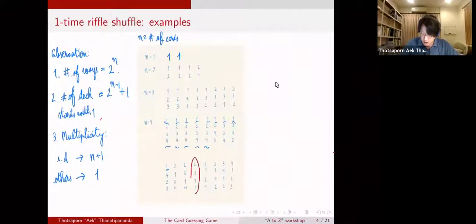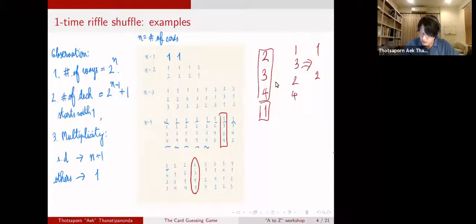So for example, let me pick randomly 2, 3, 4, 1 here. We have 2 increasing subsequences, namely 2, 3, 4, and then 1. Let's try another, like this one, 1, 3, 2, 4. So you have 1, 2, and then 3 and 4. It makes sense because you split it into two piles and then you put them back, so they form at most 2 increasing subsequences. So these 3 are important properties that we're gonna use later on.